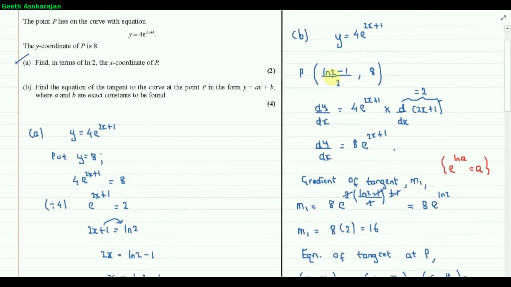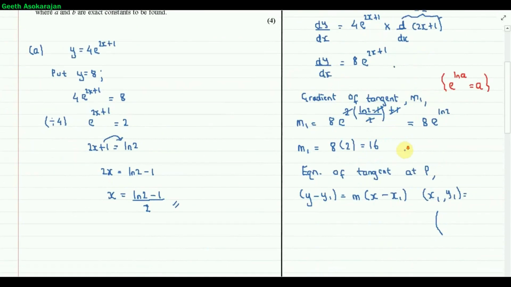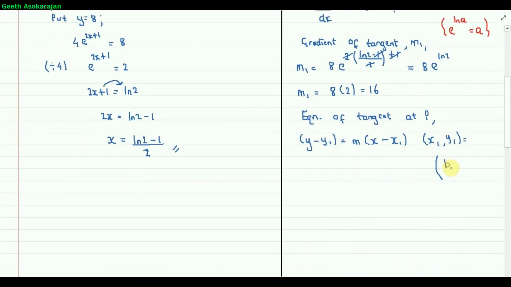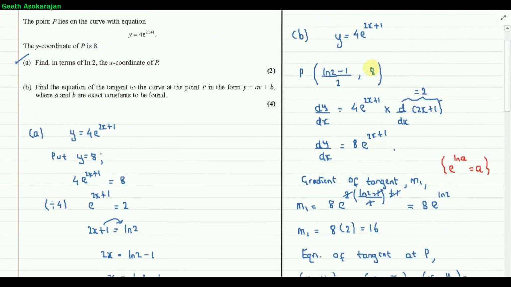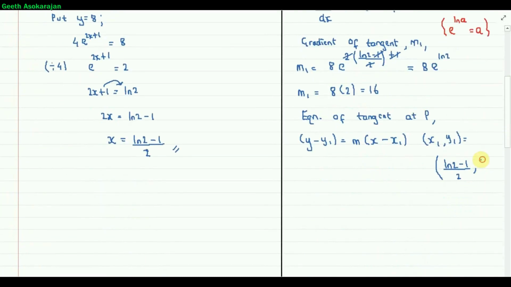P has coordinates (ln2 minus 1) over 2, so (ln2 minus 1) all divided by 2, that being the x coordinate. The y coordinate from the question is 8. So let's copy that down. So that's the coordinates of this point P, whereas m is the gradient of our tangent, that being 16. So we calculated that in the previous step.